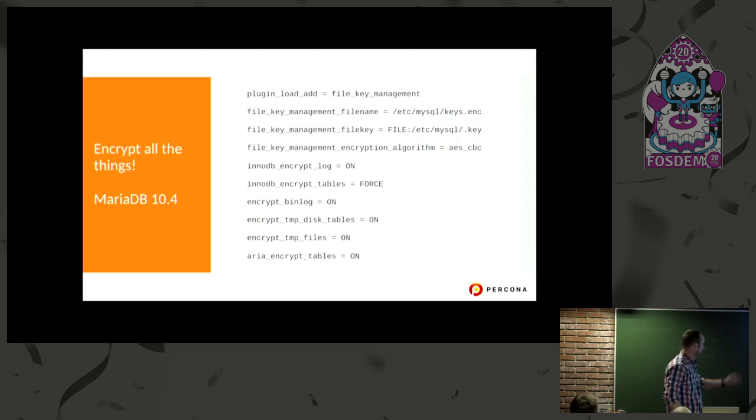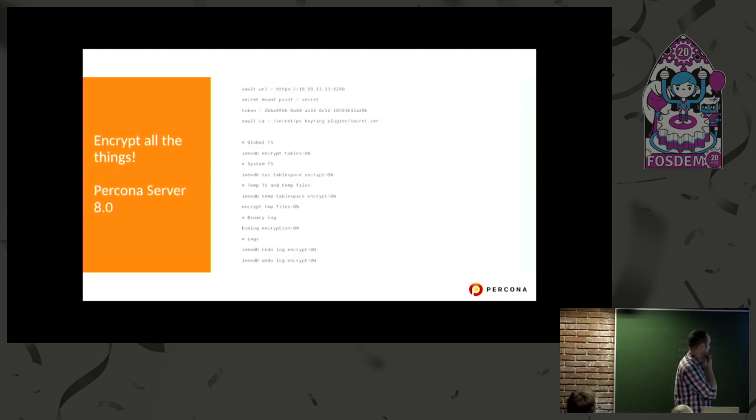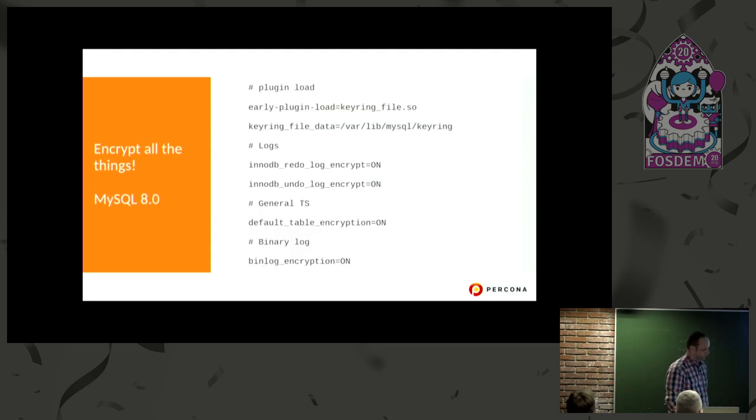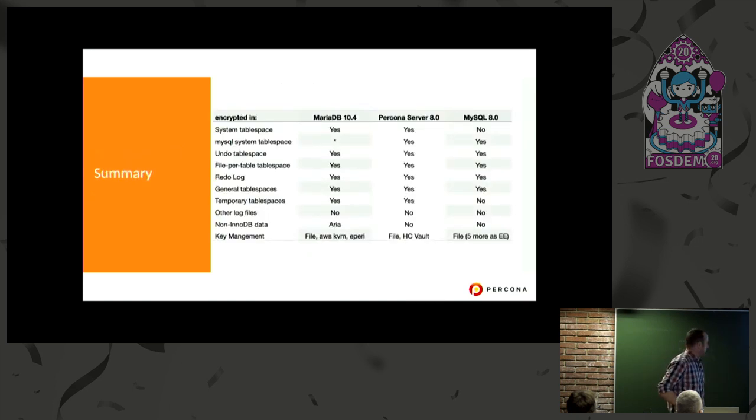So how does this look? Encrypt all things in MariaDB. So features, this is the nice one. How to set up the encryption with file key management. In Percona Server, this is the example with the HashiCorp Vault: URL, secret, all the features in. In MySQL 8, I use the keyring file. So this is what gets encrypted or not. All of them.